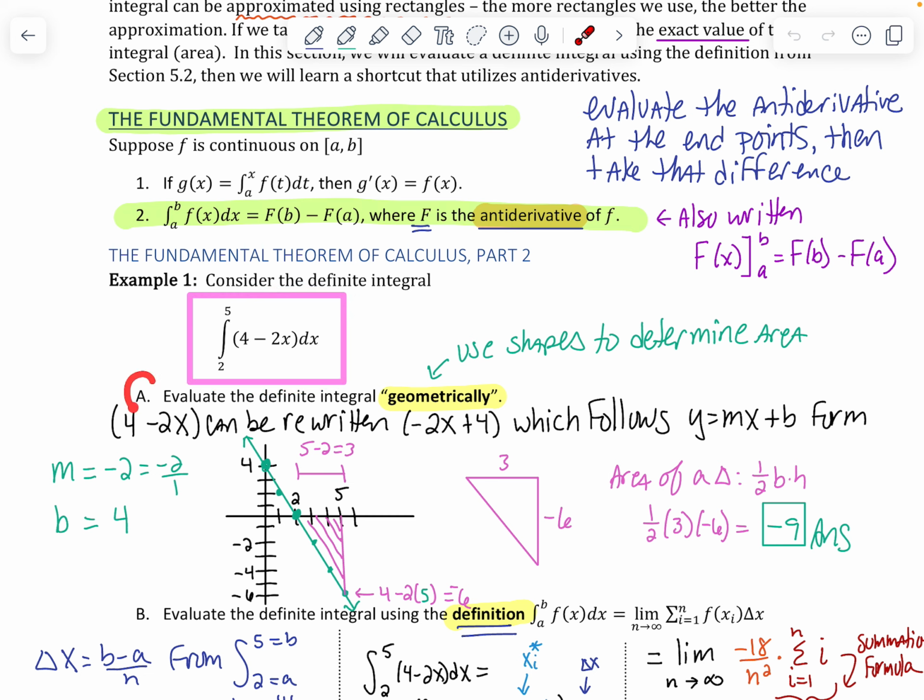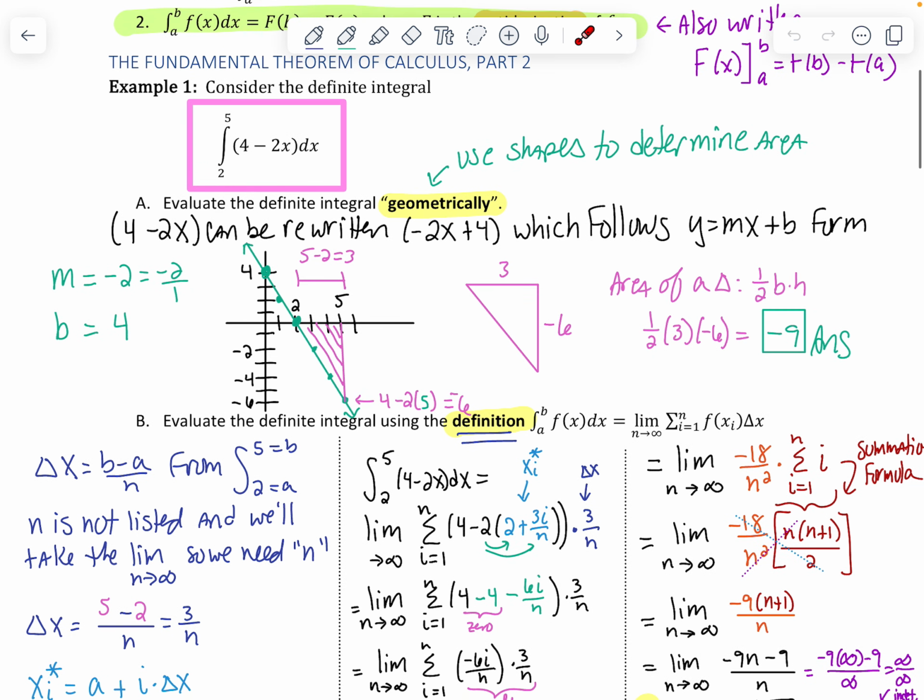The first way is to evaluate the definite integral, referred to as definite because we have an a and a b value. It would be an indefinite integral if we did not. And we're first going to solve it geometrically, which means shapes. We just discussed rectangles, but as we graph this particular problem, we'll discover that a triangle is better than a rectangle.